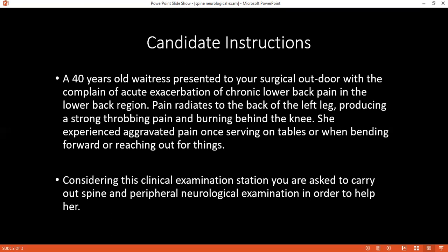How would you confirm your diagnosis? What are the investigations that you'll ask for? I will want to do an imaging of the lumbosacral spine. I'll do an X-ray of the lumbosacral spine, and I also want to do an MRI of the lumbosacral spine as well. What are the treatment options that can be offered to this patient?